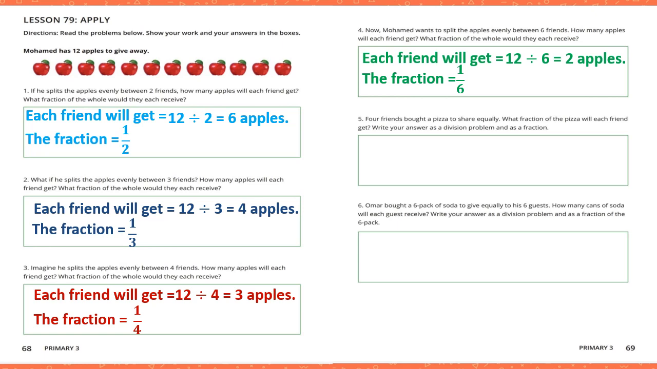4 friends bought a pizza to share equally. What fraction of the pizza does each friend get? Focus with me. We have only one pizza, so the whole here is one pizza. They are 4 friends, so they will cut their pizza into fourths. Each one will take a fourth. So the one whole pizza divided between 4 friends, each one will take a fourth.